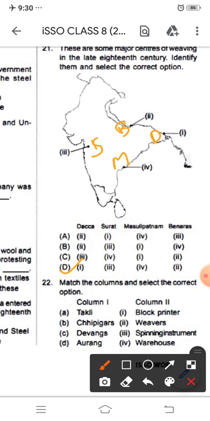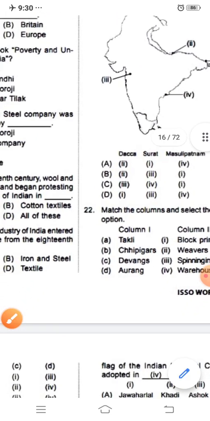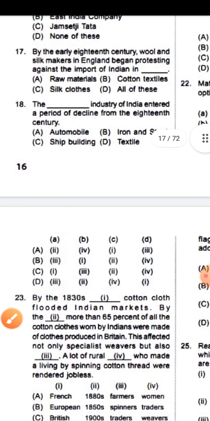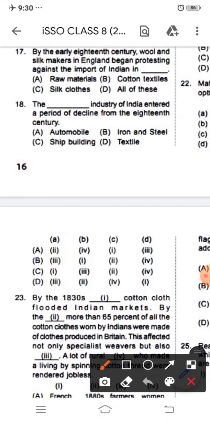Next is again a series-based question. Match the column and select the correct option. Column 1, column 2: Takli, chickpeas, Devangans, Aurang. Next, block printer, weavers, spinster and warehouse. The correct option I'm going to choose is option B.